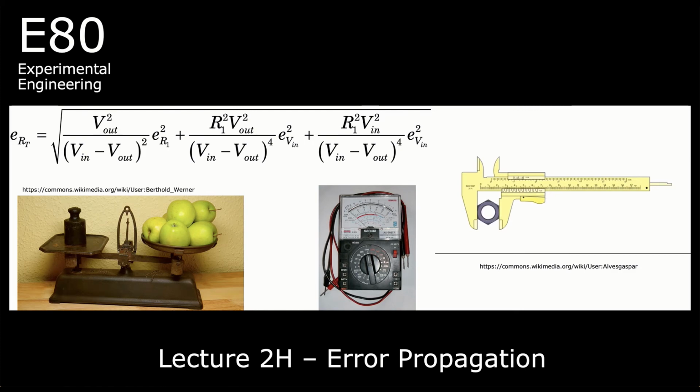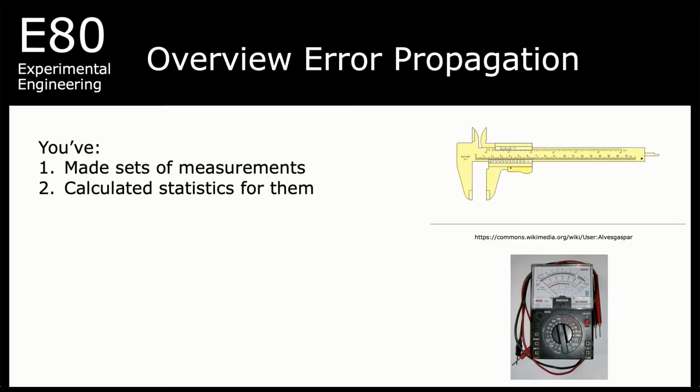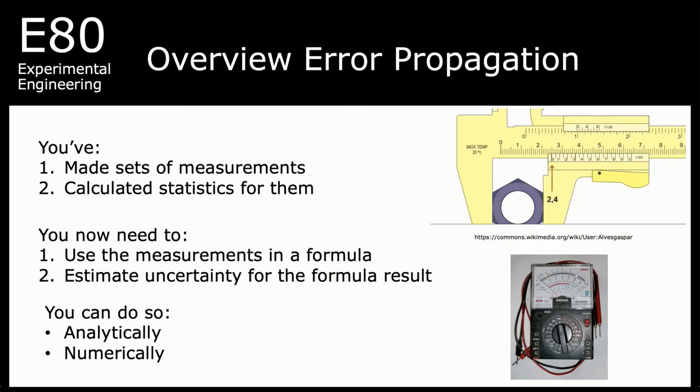Video 2H, Error Propagation. You've watched the earlier videos, and you now have taken a set of measurements and calculated the means and the confidence intervals, or you've looked up the noise or uncertainty for a part from a data sheet. You now need to use the measurements or data sheet info in a formula and estimate the confidence intervals of the results. This video will discuss both analytical and numerical methods for calculating the confidence intervals.